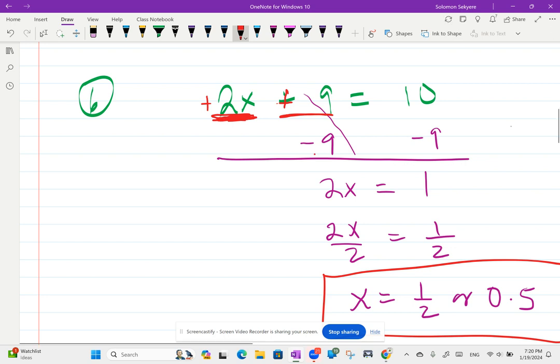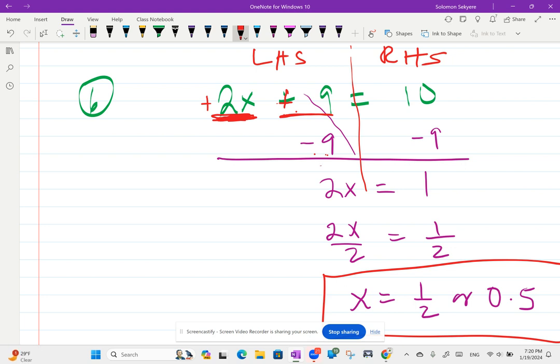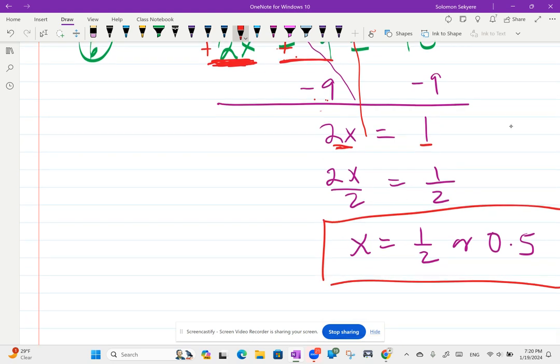So this equation has a left-hand side and a right-hand side, right? When I subtract the 9 from both sides, what am I left with on the left side? I have 2x, and on the right side is 10 minus 9, which equals 1, right? How do you find your variable? We divide both sides by the coefficient.